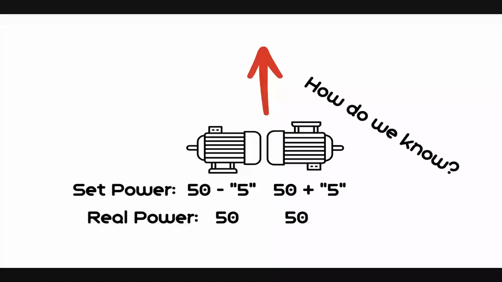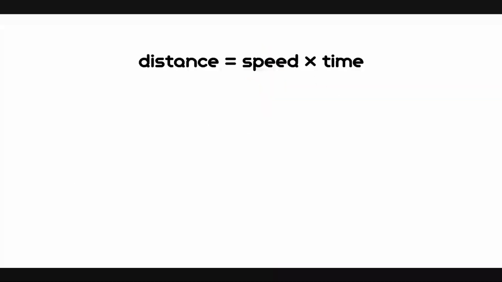How do we know what constant? Is it a 5? Is it a 4? Is it a 10? How do we know the exact number that we should put? Then, we need to know something first. Since distance equals speed times time, if the time is a constant, the distance directly shows us the speed. But here's the question. How do we adjust the power with the distance?